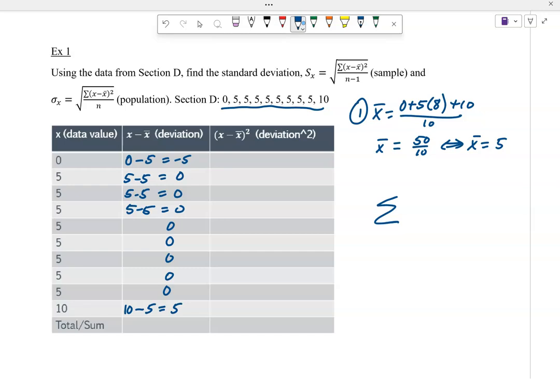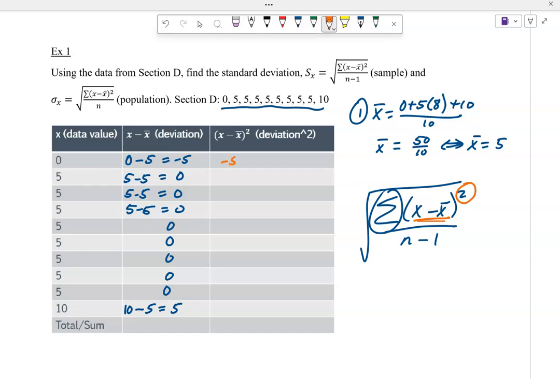Okay. Now, so far if you're looking at this formula, we have the sum of x minus x bar. I've done the x minus x bar. I've got to square it now, and then sum all that up. The capital Greek letter sigma means sum it all up, and then I'll divide it by n minus 1, and then I'll square root it. Okay, but let's do the square part first.